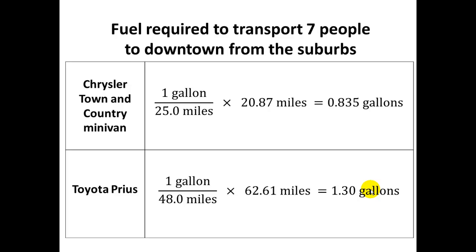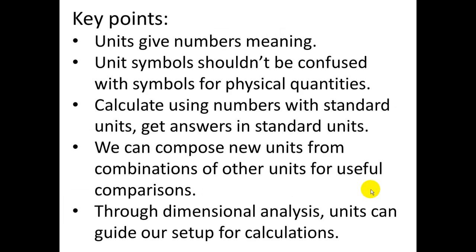Well, what have we learned today? What are the key points? One key point is that a number doesn't have meaning unless it has units. If I just say 3, you need to ask 3 what? 3 meters, 3 gallons, 3 kilograms. The unit is what gives the number meaning. Also, unit symbols should not be confused with the symbols that are used for physical quantities. For instance, kg is a unit symbol for kilograms, but m is the symbol for mass, and mass, the physical quantity, is measured in kilograms for units.